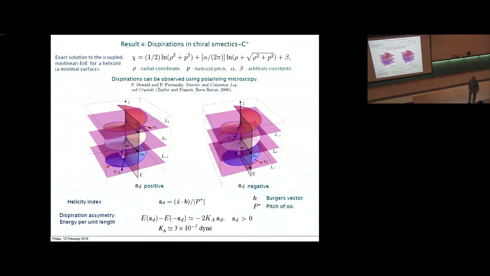Then there is a combination of a vortex and a dislocation in chiral systems, and it is called despiration. Okay, and we have calculated the energy difference between the despiration which has a positive helicity index and a negative helicity index, and the difference between these energies is this, and this is about 1 piconewton. I should just state that despirations till now have not been described in terms of a helicity.